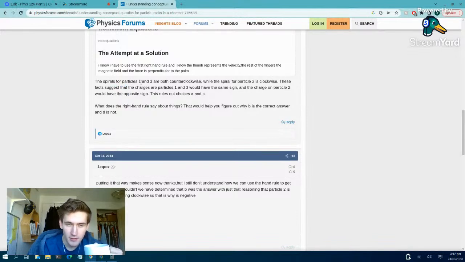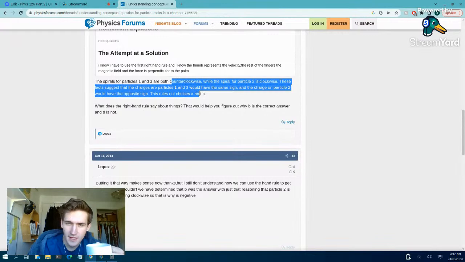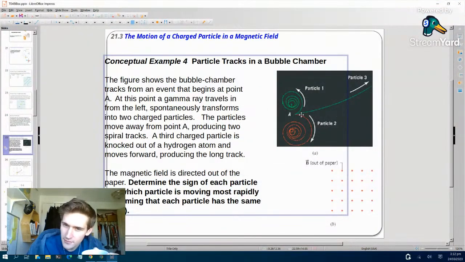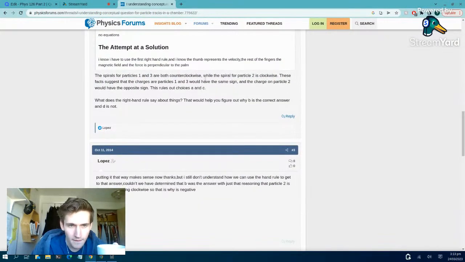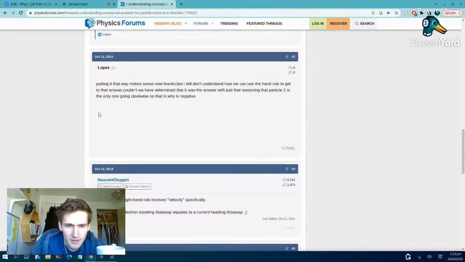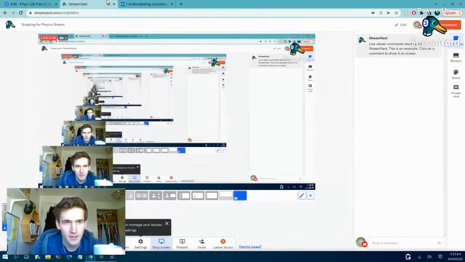The spirals for both particle 1 and 3 are counterclockwise, while the spiral for particle 2 is clockwise. These facts suggest that particles 1 and 3 would have the same sign. Okay, so this actually is moving in a circular path. So that means particle 3 should have the greatest velocity, and particle 3 should also be negatively charged, along with particle 1. Okay, no one's answered the second part of the question still.